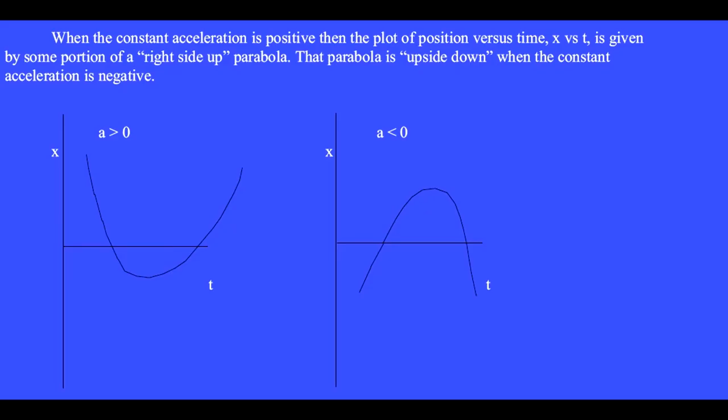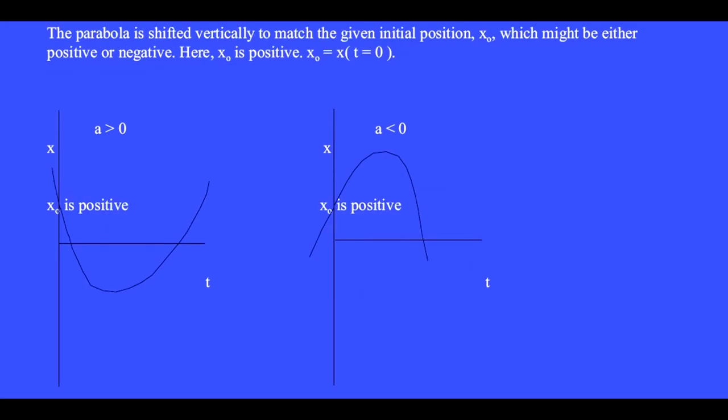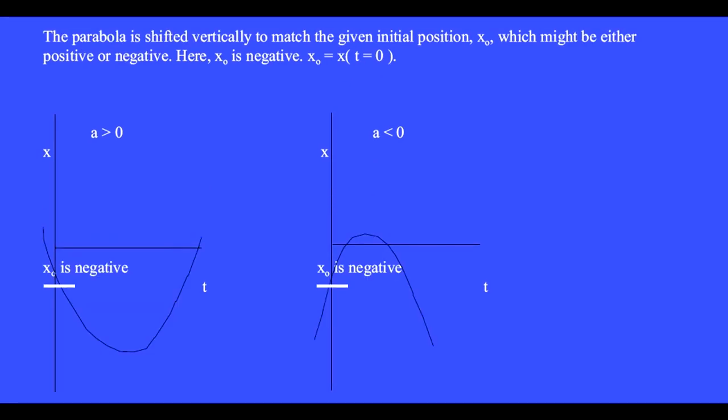When the constant acceleration is positive, then the plot of position versus time, x versus t, is given by some portion of a right-side-up parabola. The parabola is upside down when the constant acceleration is negative. The parabola is shifted vertically to match the given initial position, x sub 0, which might be either positive or negative. Here, x sub 0 is positive. x sub 0 is the value of x at t equals 0. The parabola is shifted downward when x 0 is negative.